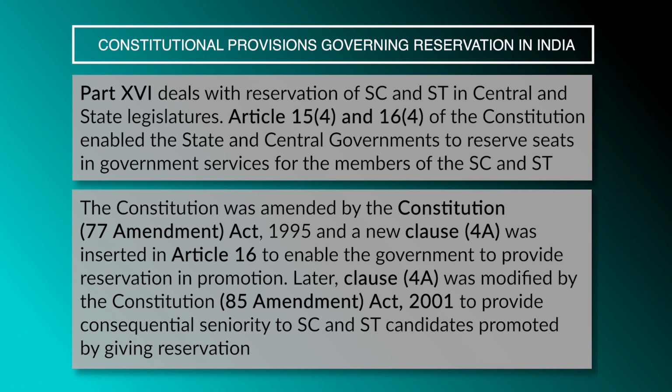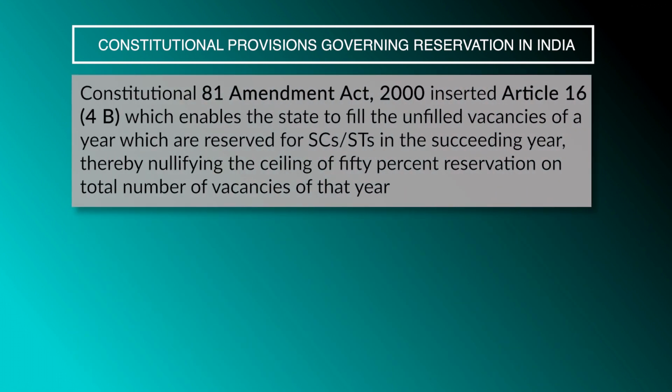Later, Clause 4A was modified by the 85th Amendment Act to provide consequential seniority to scheduled caste and scheduled tribe candidates promoted by giving reservation. The Constitutional 81st Amendment Act of 2000 inserted Article 16 Clause 4B, which enables the state to fill the unfilled vacancies of a year which are reserved for scheduled castes and scheduled tribes in the succeeding year, thereby nullifying the ceiling of 50% reservation on total number of vacancies of that year.